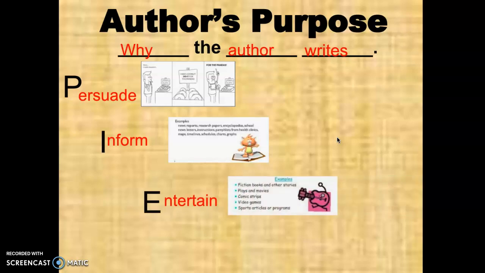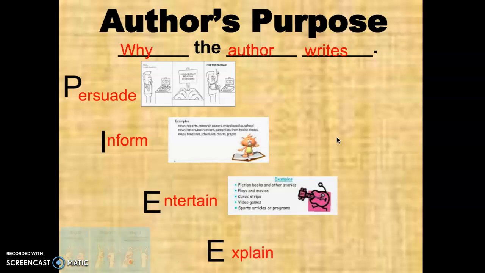Then we have to entertain. And this is where most or all of our fiction books will fall, comic strips, video games. They're written purely to entertain. They're not giving us factual information. They're not trying to persuade us to believe one thing or another.